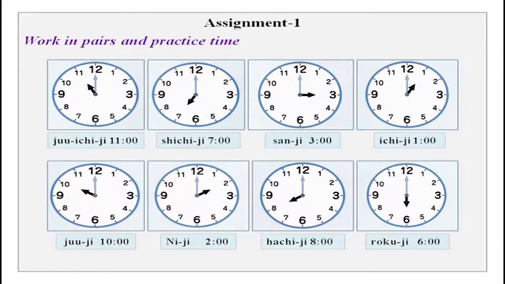Well, the simple assignment was for you to work in pairs and practice time. You have clocks over here and you can see time is also there on the clock. So what you were to do was to ask your partner time and tell time. Now time is here, written over here. You can please practice with your partner to ask time and to tell time.